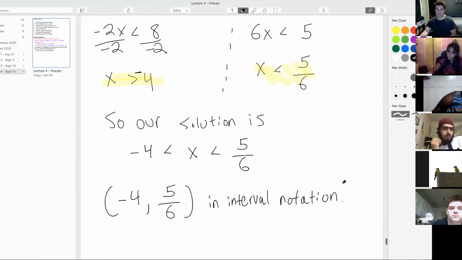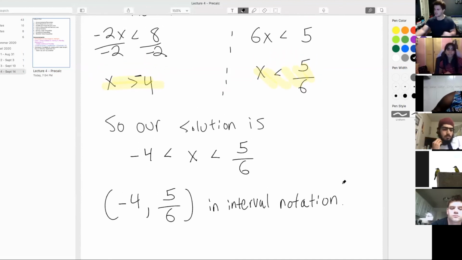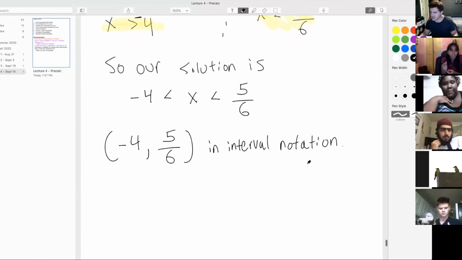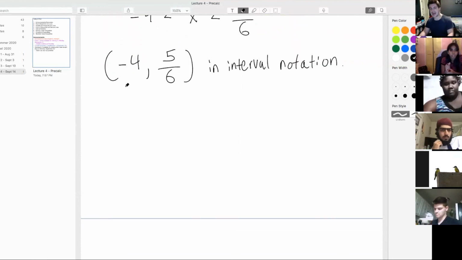All right, so any questions? All right, so we're going to do our last thing of the night, solving absolute value inequalities.